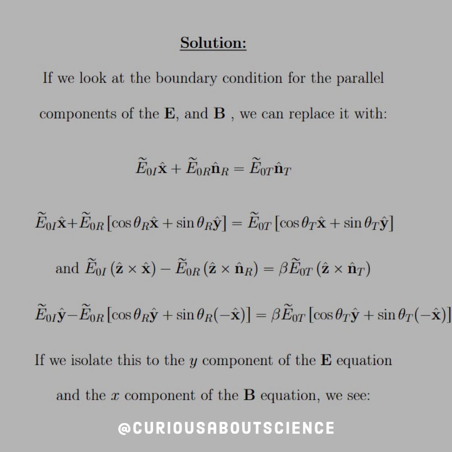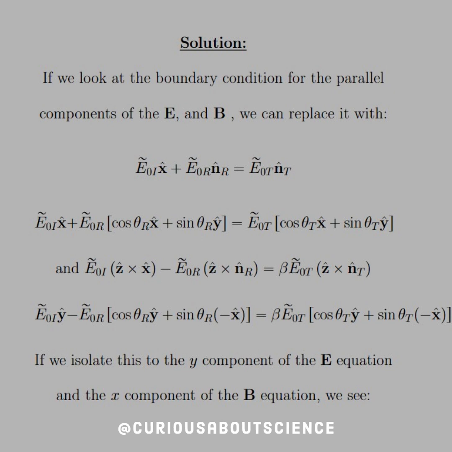All right, so for our solution, if we look at the boundary condition for the parallel components of E and B, we can replace it with the directions here. So we have E naught I x hat plus E naught R propagation direction n hat R, and we have E naught T propagation direction n hat T. And if we plug those in from what was given, move it around, see how it is. And further, we see that E naught I z cross x hat minus E naught R z cross n hat R equals beta E naught T z hat cross n hat T.